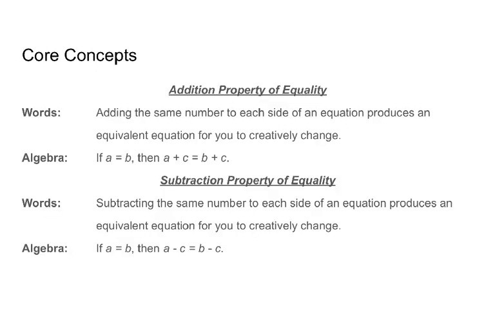There are two core concepts in this lesson: the addition property of equality and the subtraction property of equality. In each of them, you are doing the same thing to both sides of the equation at the same time to maintain equality of that equation, using a different operation. For addition, it is when you add the same thing to both sides. For subtraction, that's when you subtract the same thing from both sides.